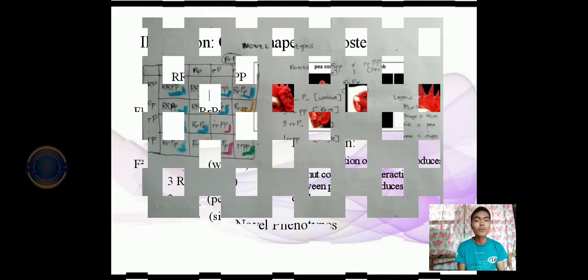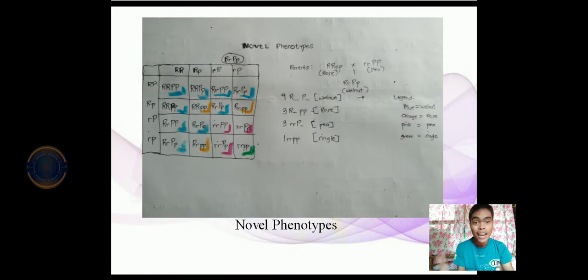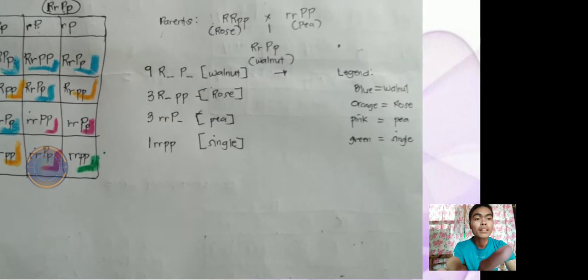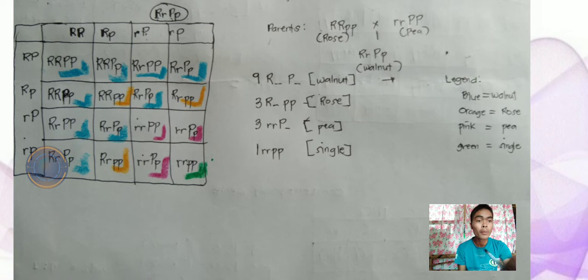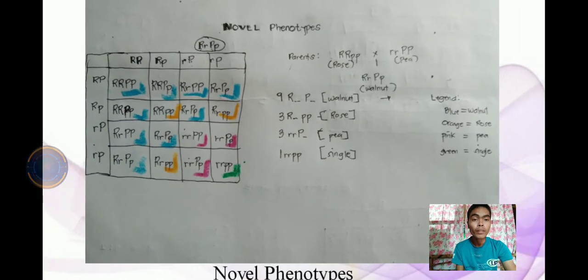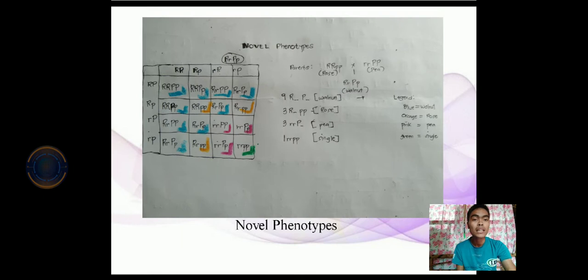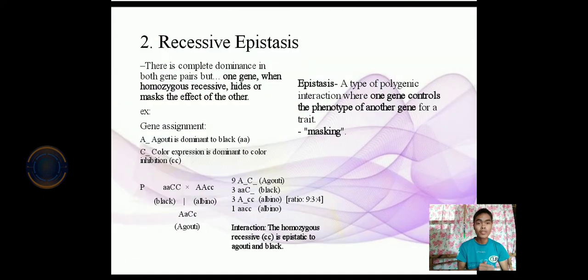So, now, the illustration, the same concept there, that yung blue color nagre-represent siya sa walnut, yung orange naman nagre-represent sa rose, yung pink color nagre-represent siya sa pea parents, ang color naman ng green nagre-represent sa single. So, we have 9 walnut, 3 rose, 3 pea, and 1 single. That is the novel phenotypes.